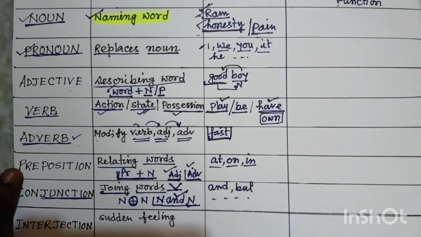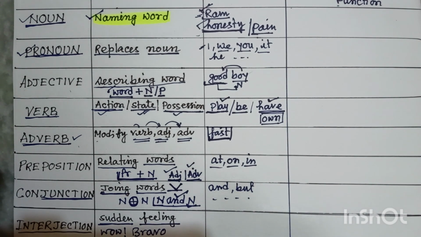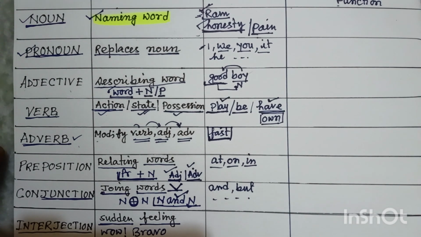And my dear friends, interjections are sudden feelings. Any kind of sudden feeling is called an interjection. And mind it, this is not the main part of a sentence. Just like this one, oh, it's a feeling. Just like this one, bravo, or thank you, thanks, good morning, good evening, good night. All these are sudden feelings, and these are basically interjections. These are not the main part of the sentences.